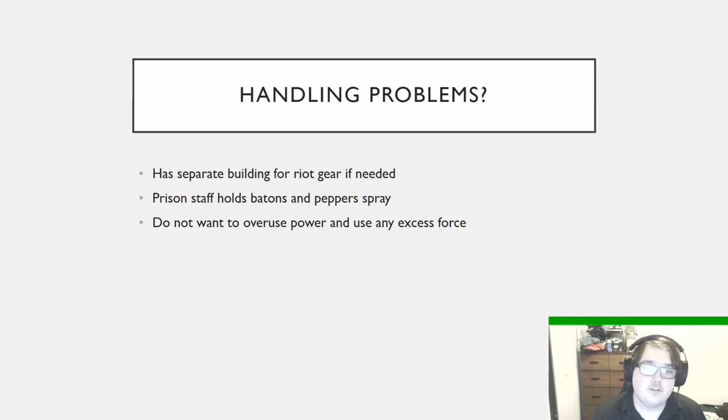There's a couple ways to handle problems. There's a separate building for segregation if needed. Hopefully that's not needed since it's a minimum security prison, but certain prisoners will be able to start a ruckus if they want to. The prison staff will hold batons and pepper spray. They don't need any kind of serious weapons. You want them to handle situations as peacefully as possible. And those will mainly be used in case of a fight if they need to control the fight, because you don't want them overusing their power and using any more force than is needed.